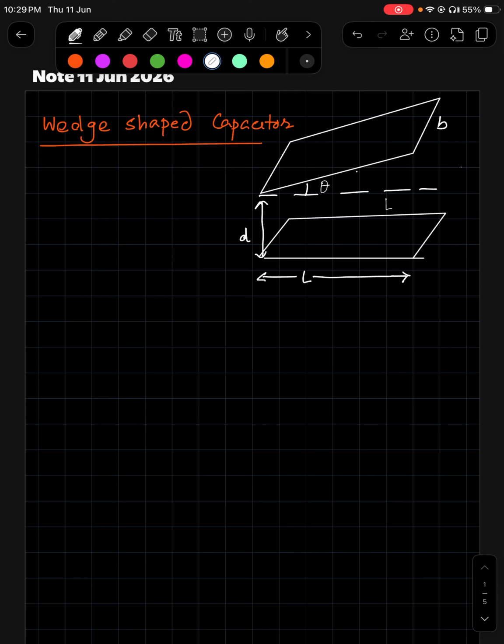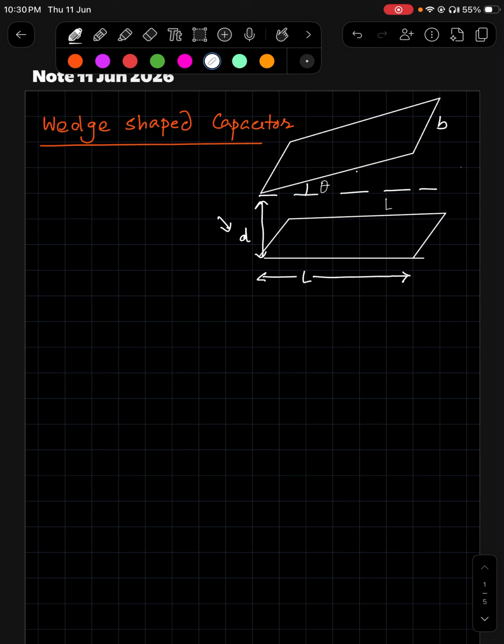One plate is slightly tilted above, making an angle theta with the horizontal line, and theta is very, very small. The initial separation between the plates is given as d, and it is gradually increasing. We have to find the total capacitance of this particular capacitor.